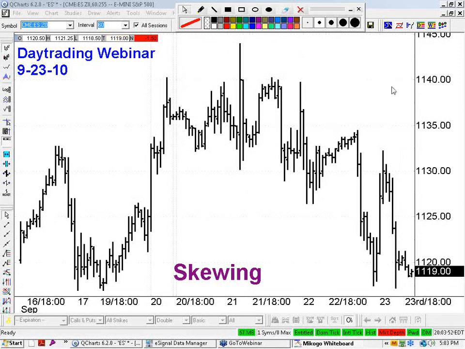Today we'll talk about how skewing can give clues as to which direction the trend strength is. A trend can be going up or down, but the strength can be in the opposite direction. It can be going down, but reluctantly. It can be going up, but in a weak way. So skewing will tell you how strong and how weak.